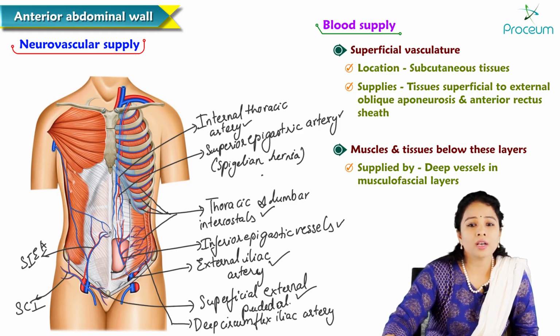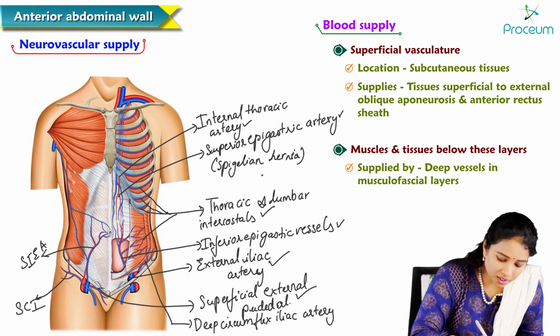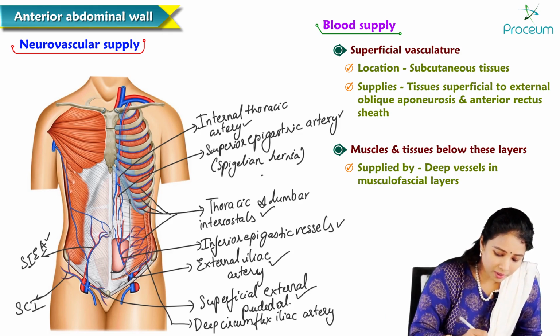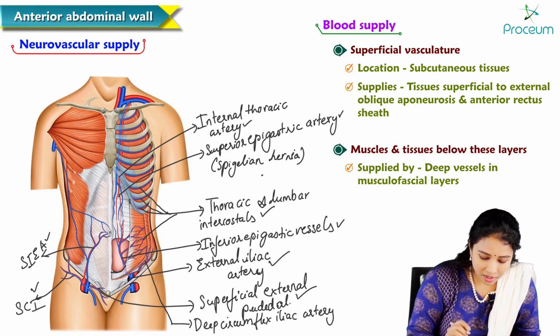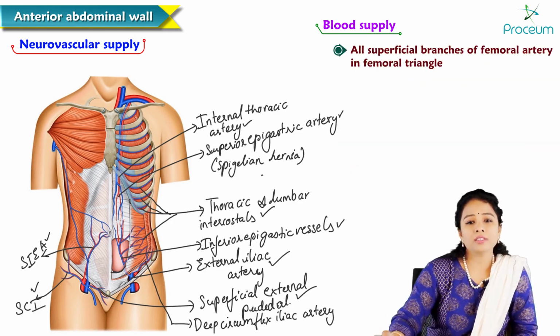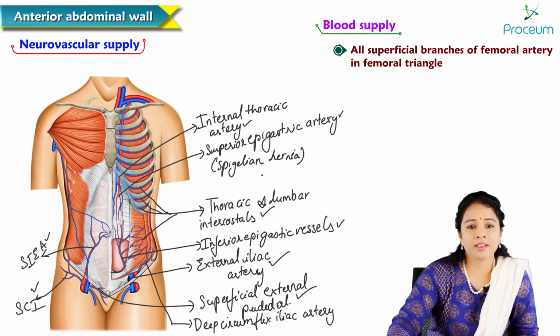So all these are the branches of femoral artery. So if you see superficial inferior epigastric, superficial circumflex iliac and superficial external pudendal, all these are the branches of femoral artery which are given off in the femoral triangle.